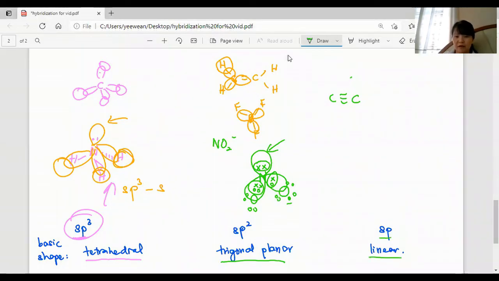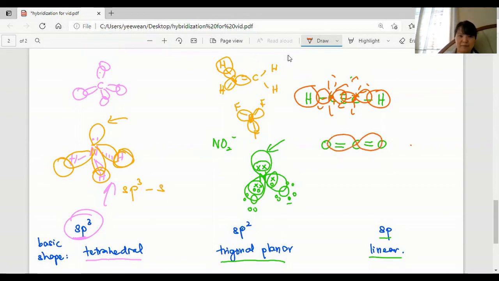Sp is for anything linear. So besides ethyne, other examples of something linear: carbon dioxide is linear, so it's also the sp overlap. So they look like a huge dumbbell and another huge dumbbell, the s orbital, and the two p's will overlap by pi. So it's the sp overlap, and this will be an sp as well.